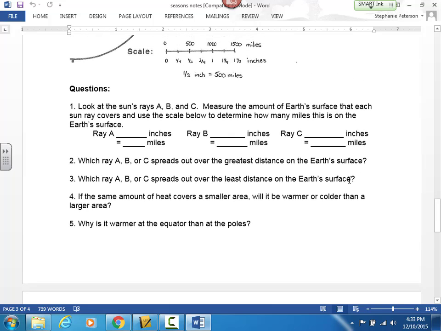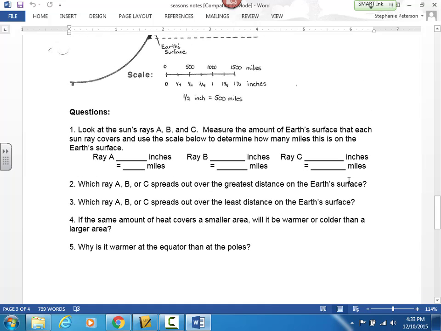Look at the sun's rays A, B, and C. Measure the amount of Earth's surface that each sun ray covers and use the scale below to determine how many miles this is on the Earth's surface. You can take a plain piece of paper and copy the scale onto the paper and use that, or if you have a ruler, you can use a ruler. We're just going to be measuring approximate distances here. I know the surface in the picture is curved and your ruler or your note card is straight. We're just doing approximations. Pause here to measure and record the length of the Earth's surface that's covered by each of those rays.